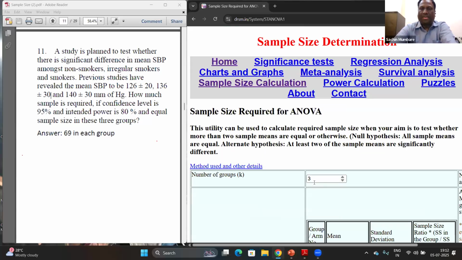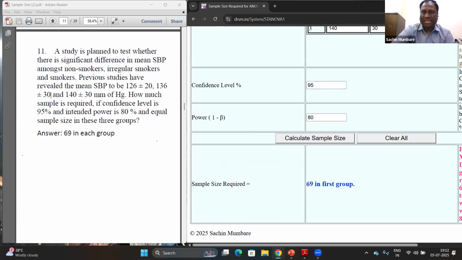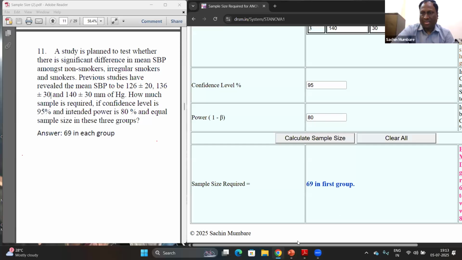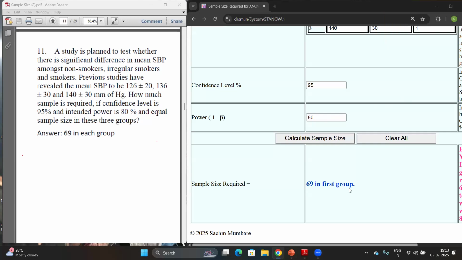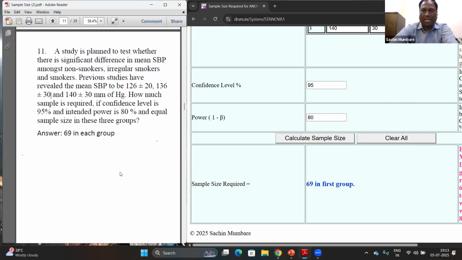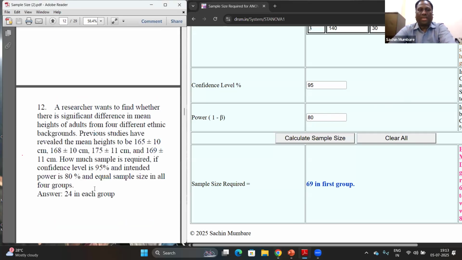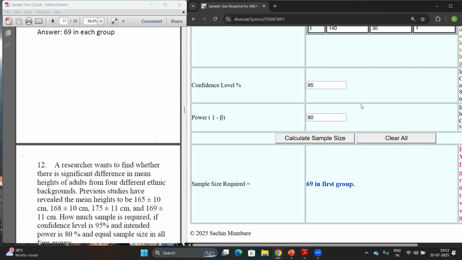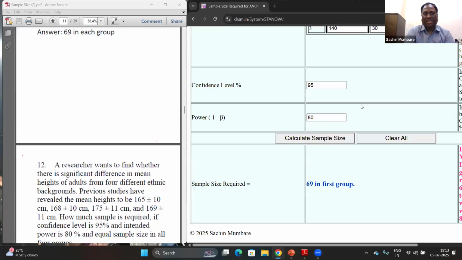80%. Okay. So the sample size is 69 in each group. In first group, it means you must have the sample size equal to 69 in first group, equal to 69 in second group, and also equal to 69 in third group. Clear? Now I request you to calculate the sample size for this example, example number 12. You calculate the required sample size for this and tell me the answer.